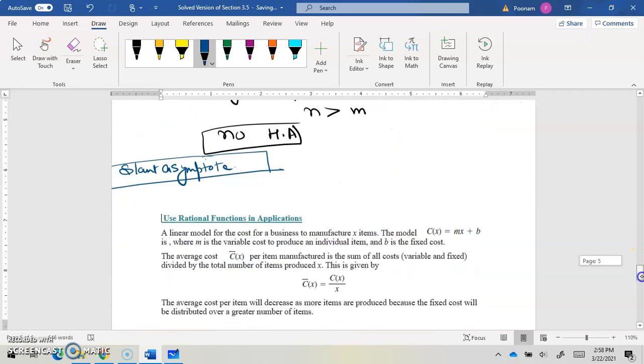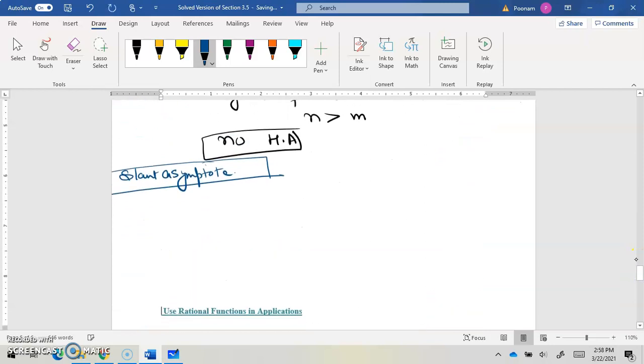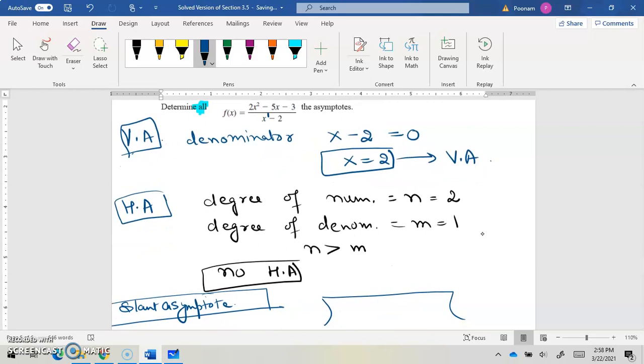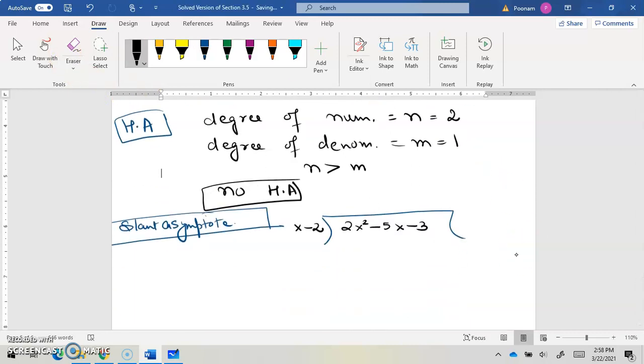How can we divide the numerator? Let's use long division. The numerator was 2x squared minus 5x minus 3. The denominator is x minus 2. We have to divide. So what should we multiply x with to get 2x squared? That would be 2x. So 2x squared minus 4x. We subtract, change the signs. We add, what will we get?